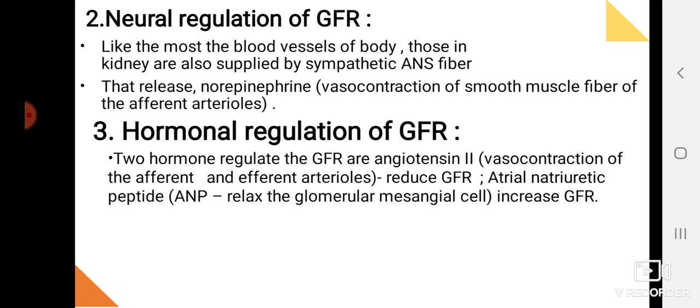And the ANP, atrial natriuretic peptide, relaxes the glomerular mesangial cells. If the mesangial cells are relaxed, what will happen? There is more surface area for the filtration. So the filtration is increased by the increase in surface area. So you got this point. So this is all about that.